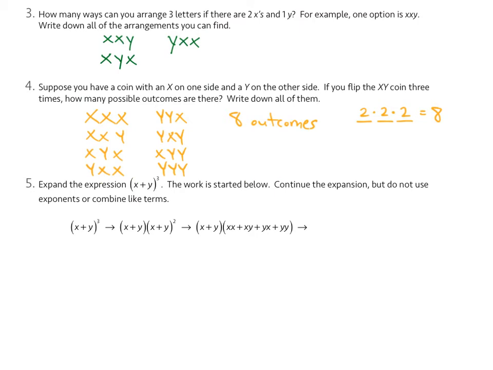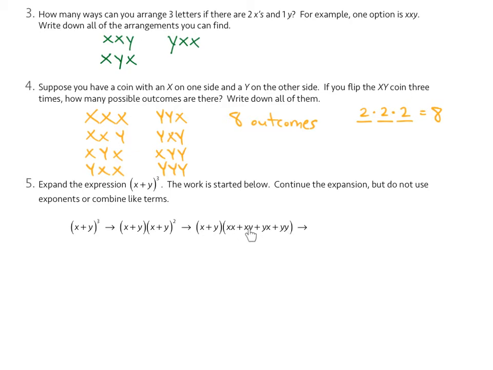Number 5. Expand the expression (x + y)^3. The work is started below. Continue the expansion, but do not use exponents or combine like terms. (x + y)^3 can be written as (x + y) multiplied by (x + y)^2. And (x + y)^2, we saw earlier, is xx plus xy plus yx plus yy. If we multiply these 4 terms by the binomial (x + y), we can distribute both of these to these 4 terms.